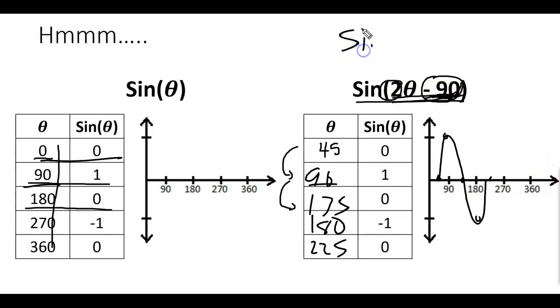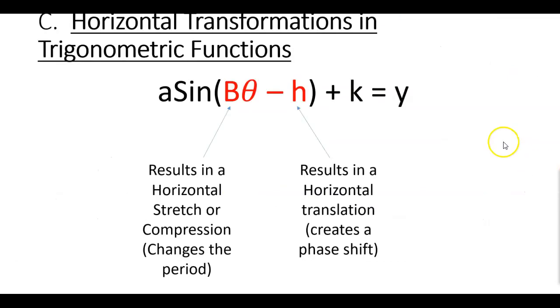You don't need to know this really, but just for fun, you can factor the 2 out like this, and that way you can see the phase shift. The phase shift is 45 degrees, and the compression factor is 2. Okay. But anyway, I digress.